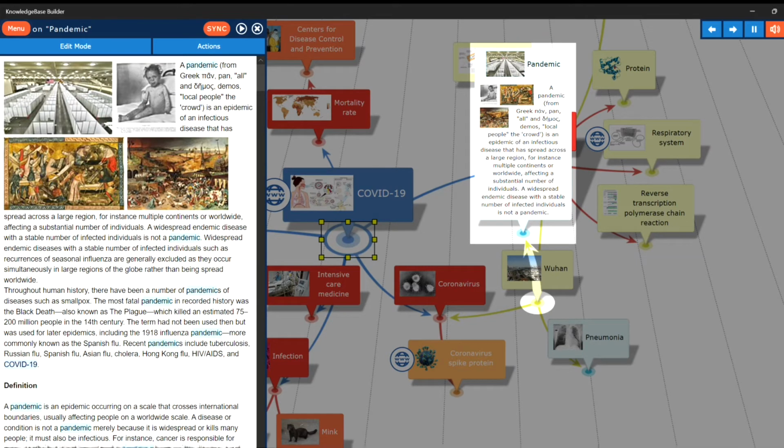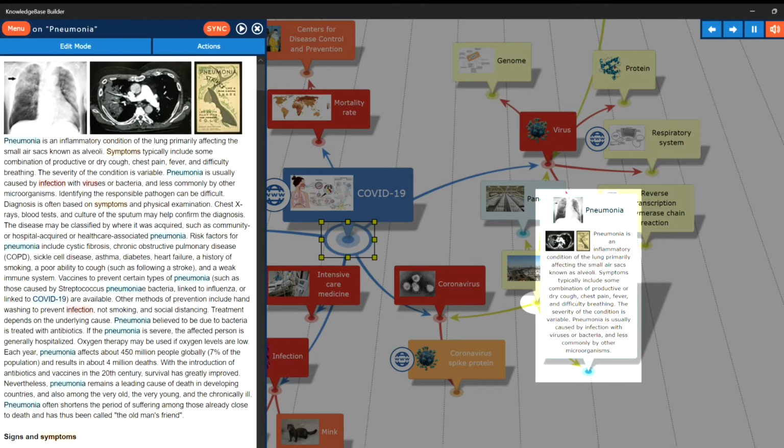Pandemic. A pandemic, from Greek pan, all, and demos, local people, the crowd, is an epidemic of an infectious disease that has spread across a large region, for instance multiple continents or worldwide, affecting a substantial number of individuals. A widespread endemic disease with a stable number of infected individuals is not a pandemic.